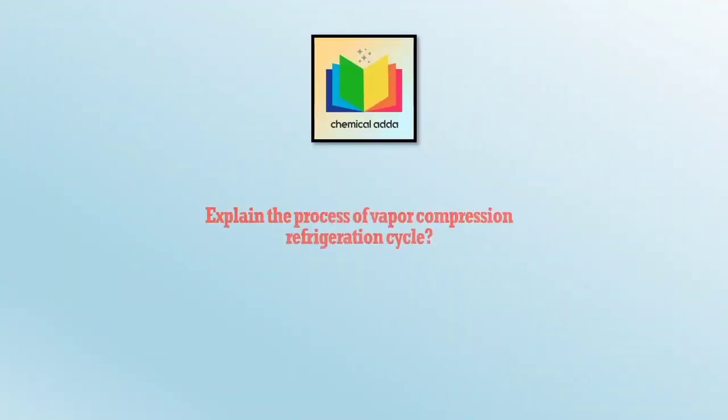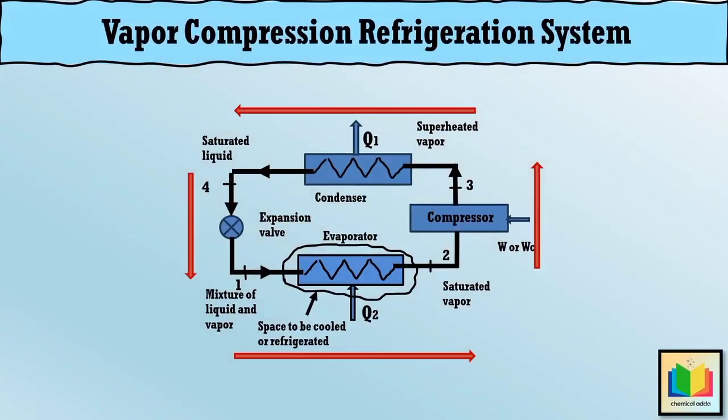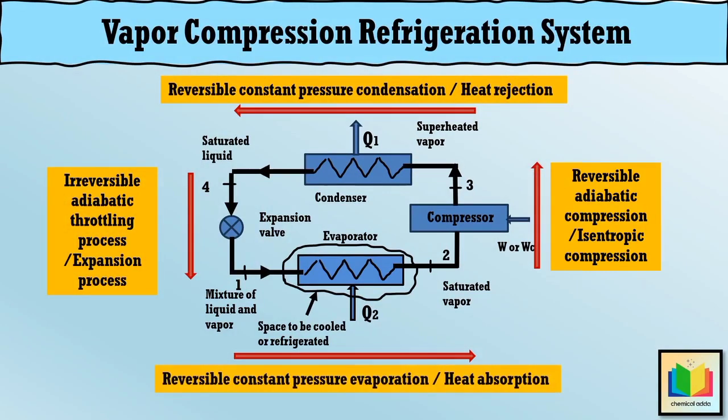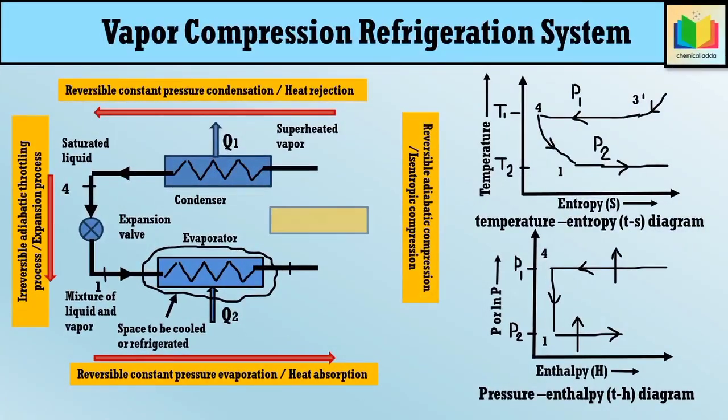Now, let's discuss this process of the vapor compression refrigeration system in detail. The processes that are completed in one cycle are compression, condensation, expansion, and evaporation. The first step of the process is reversible adiabatic compression, or isentropic compression, which is carried out in the compressor. The refrigerant vapor leaving the evaporator is dry and saturated, and it enters the compressor at low temperature and pressure.